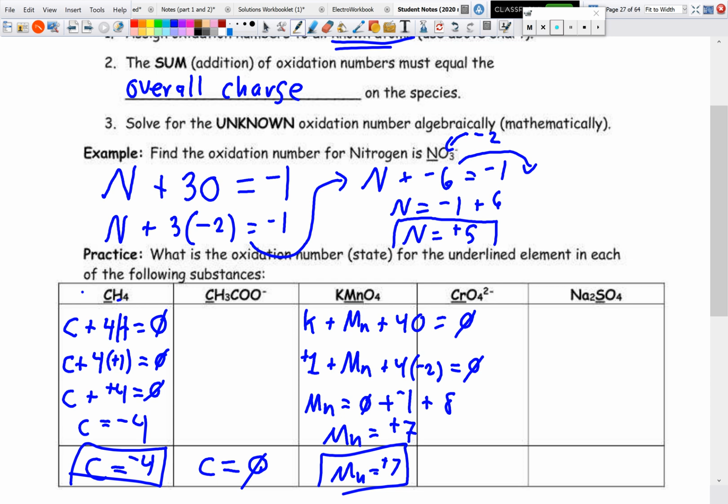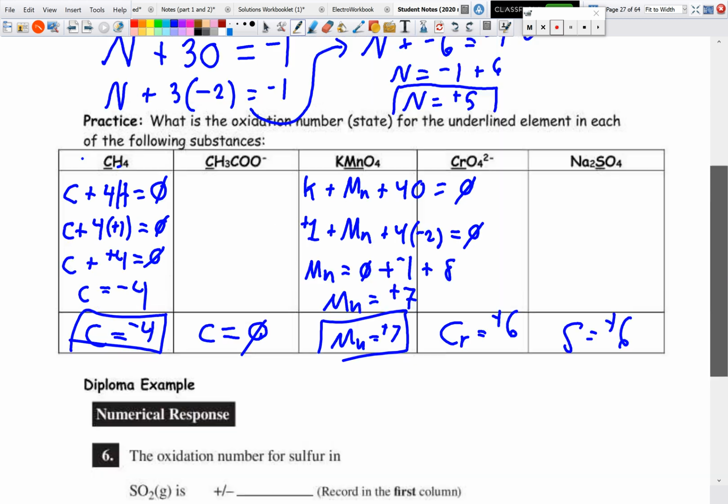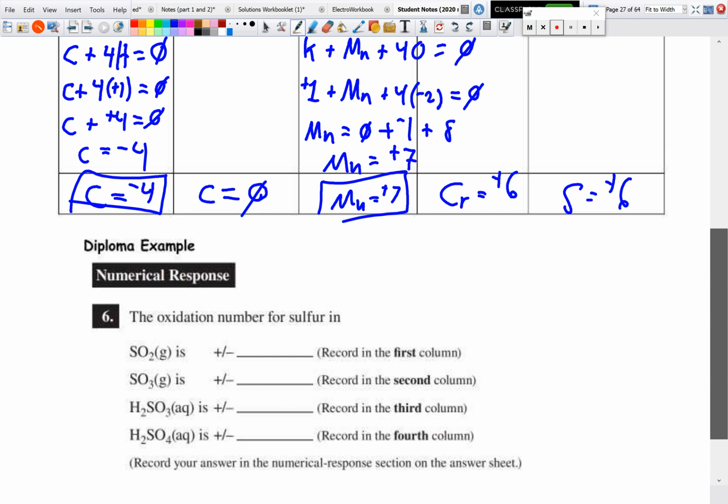And that's that. So for the other ones, once again, hopefully you got these down here, but you should get the chromium. Should be a positive 6. Sulfur should equal positive 6 when you get those done. And of course, if you had trouble getting those, just kind of fire me off an email. We can go through some of the other ones there as well.